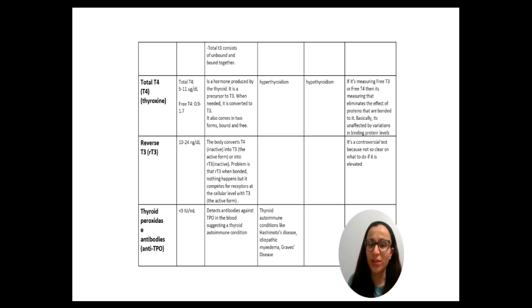It's kind of a controversial test, so it's really not clear what to do if it's elevated, so many people don't even order it. The next thyroid one in the panel is your anti-TPO, your thyroid peroxidase antibodies. So you want under 9. What it does is detect antibodies against TPO in the body, suggesting a thyroid autoimmune condition.